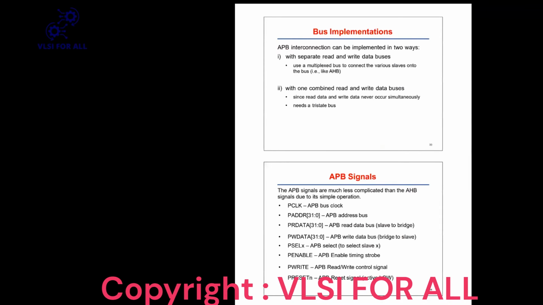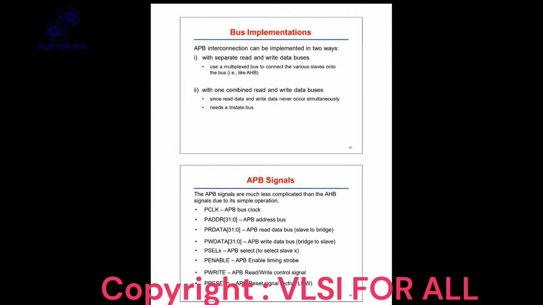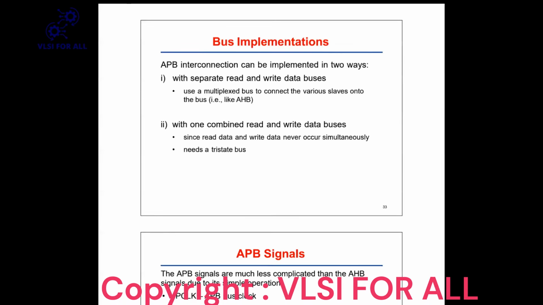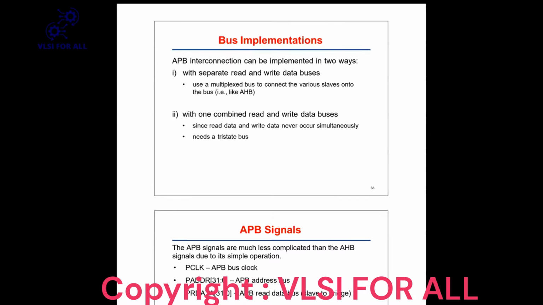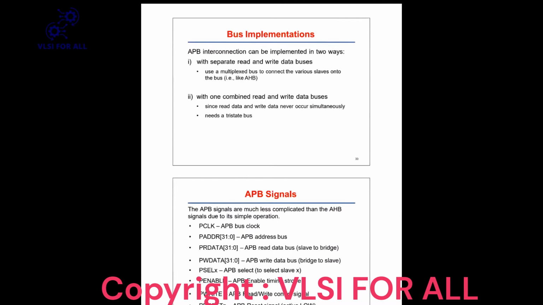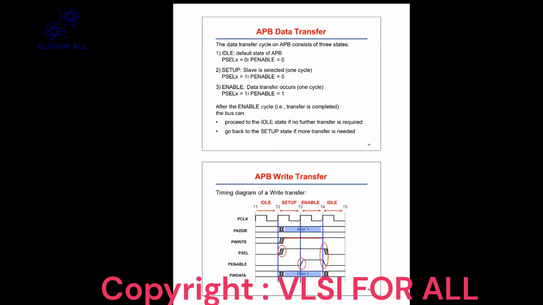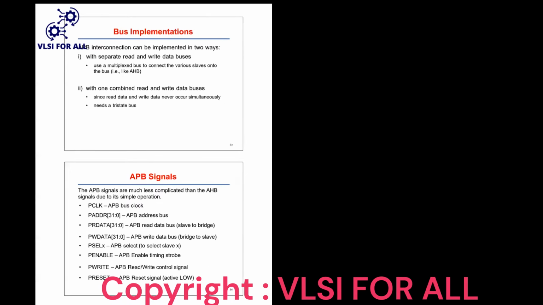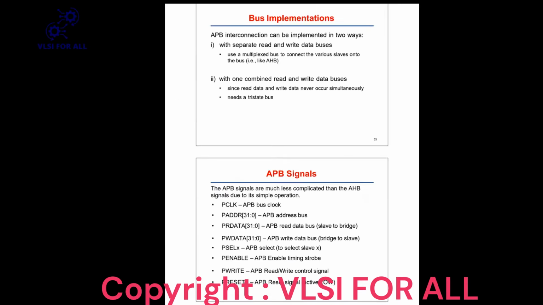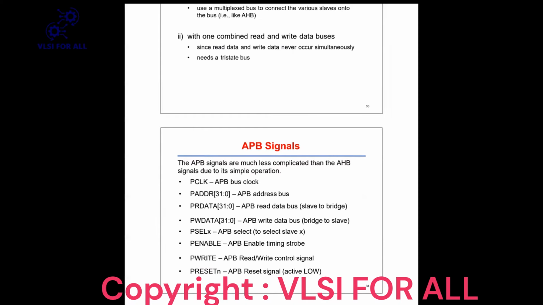Then bus implementation. The APB interconnection can be implemented in two ways: with separate read and write data buses, or by using a multiplexed bus to connect with various slaves onto the bus with one combined read and write data bus, since read data and write data never occur simultaneously. You will get to know this after discussing these signals. First we discuss signals, then you will get to know this. In APB, we have signals like clock and reset, of course global signals.